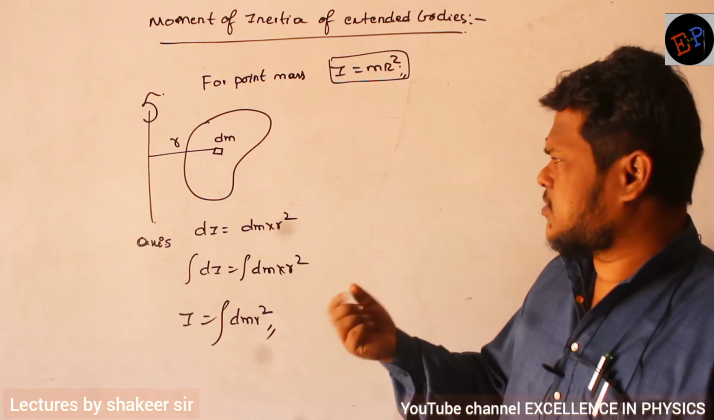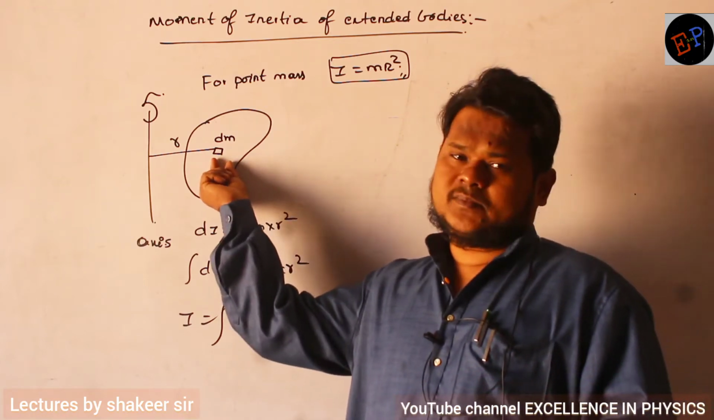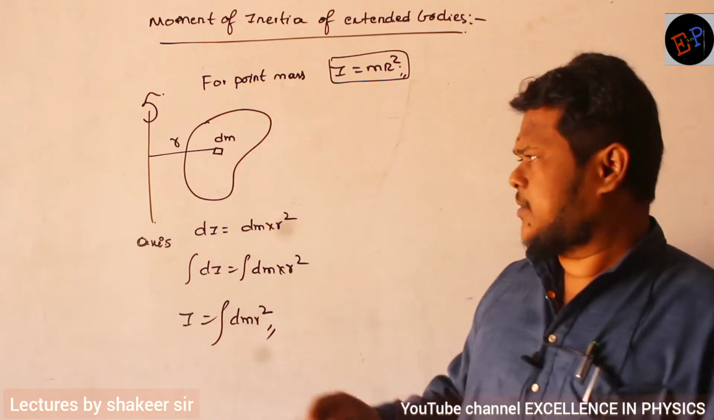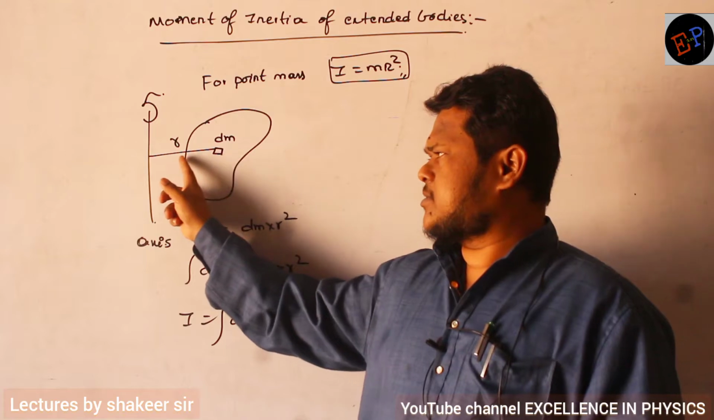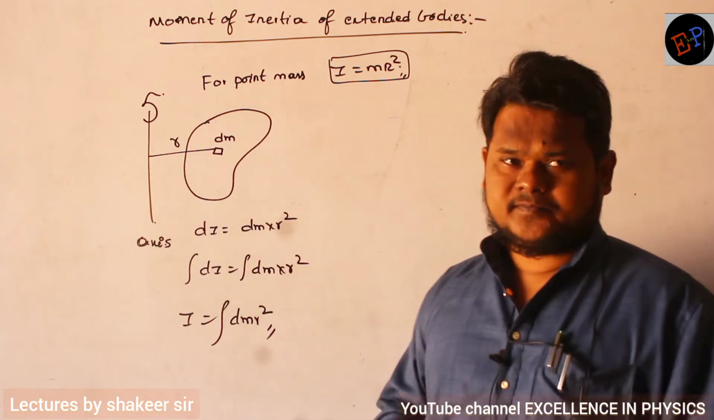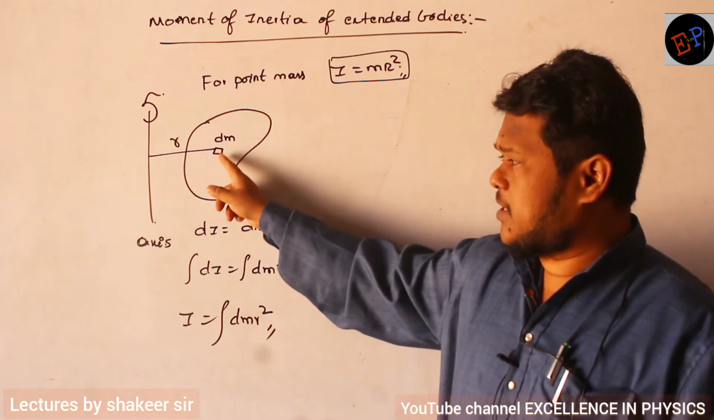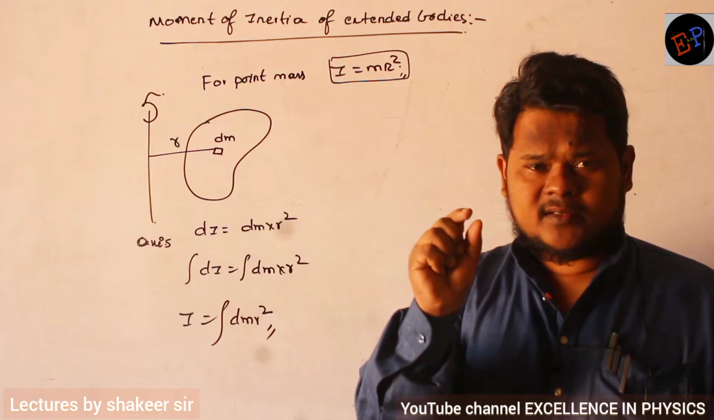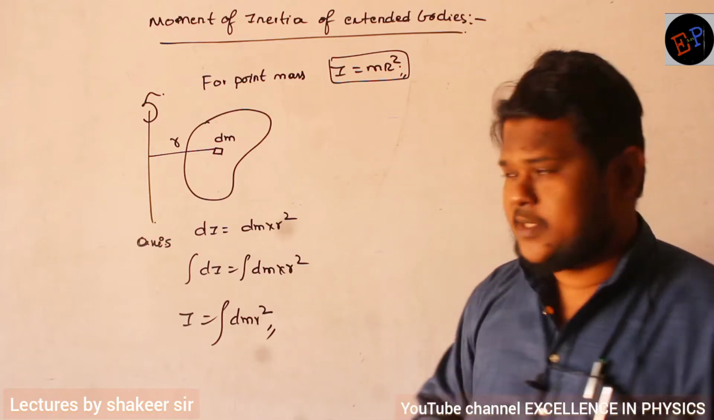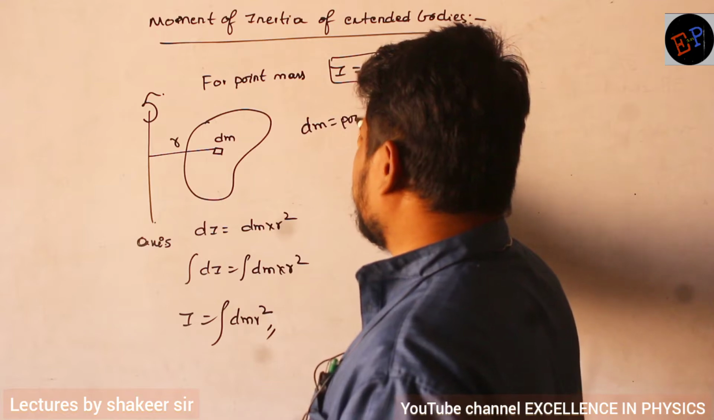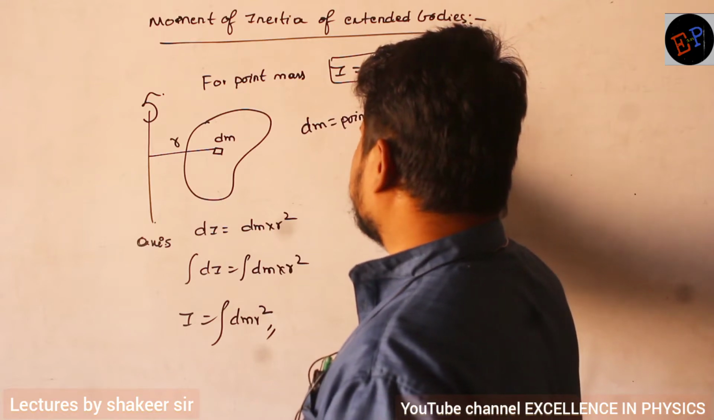You do a very simple thing, you take a small dm. What is a dm? Small differential mass. And this differential mass is present at a distance of r. Then what is the moment? This is a small particle which I have taken, it behaves like a point mass. So therefore dm is a point mass.